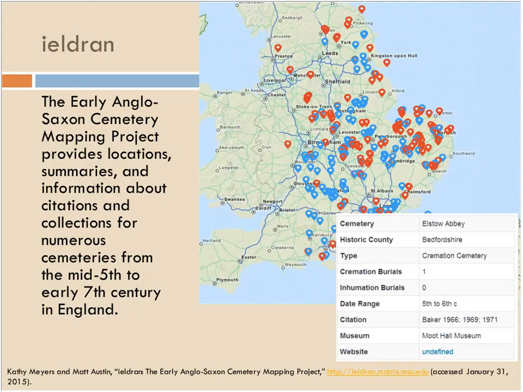On the slide, you'll see an example of a project created by DH scholars. It's called Ildrum. It was created by Kathy Myers and Matt Austin. And this is a map-based project that provides information on Anglo-Saxon burial sites dating from the 5th through 7th centuries in England. And this database allows users to interact with a great deal of information about various cemeteries, how many were in existence, the types, what type of burials were available, date ranges, and a lot of other information pertinent to researchers in this area.